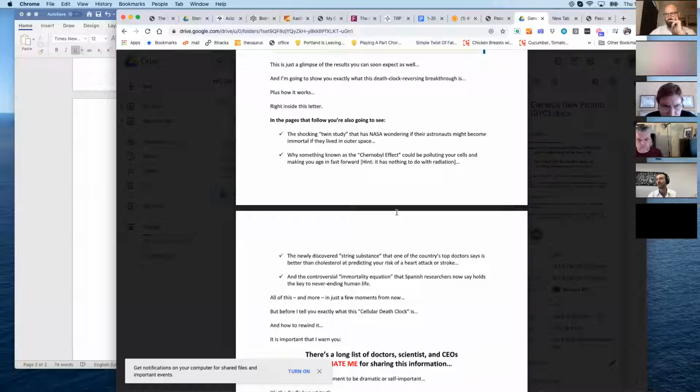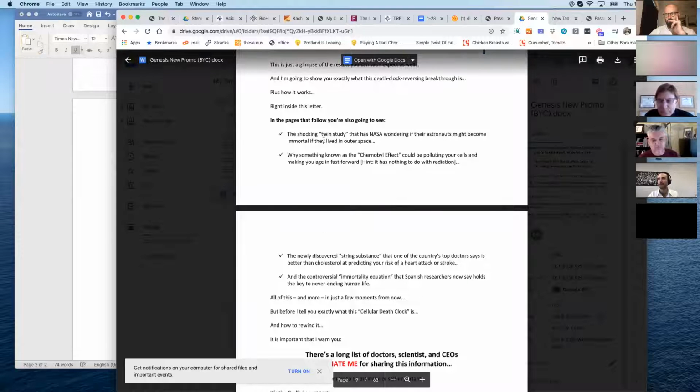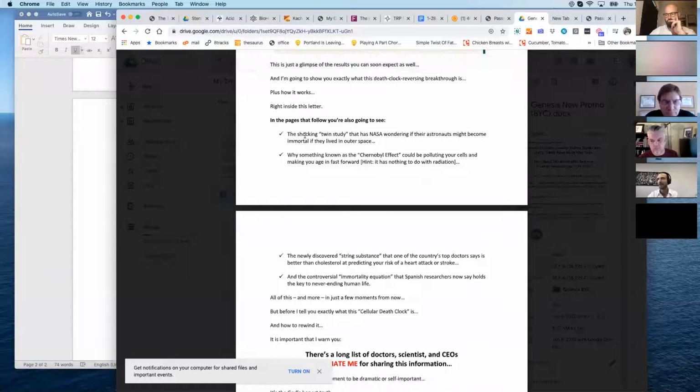But before I tell you exactly what this cellular death clock is and how to rewind it, it's important that I warn you, people hate this, blah, blah, blah. But the point is, you don't need to know the whole context of the sales letter to see me popping in these little fascinations. Even if somebody's been sticking with me for so long and is on the fence about whether to continue, if I hit them with four of those fascinations at the end of the lead, it makes them much more likely to continue going because they want to know the solution to it.